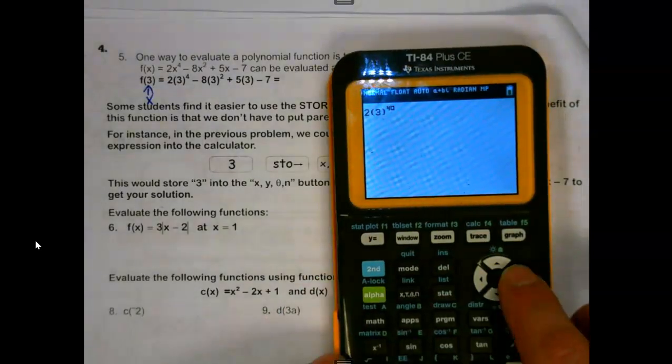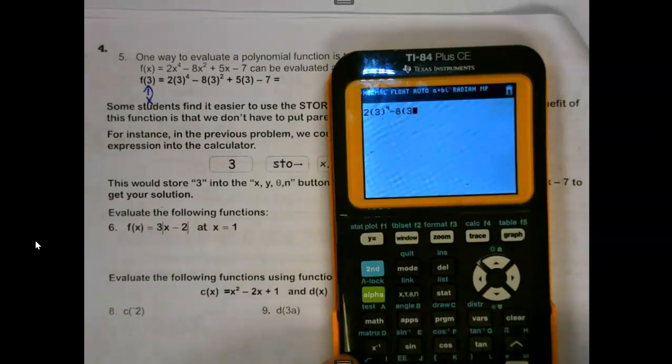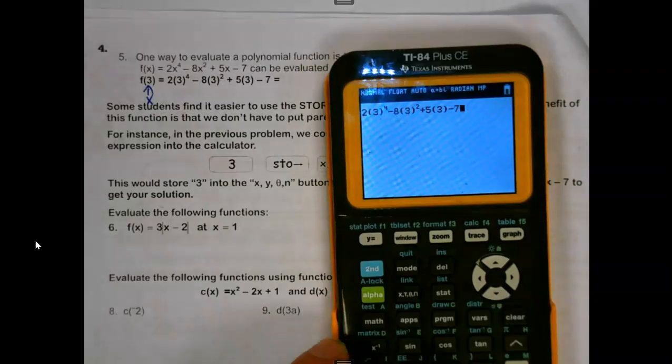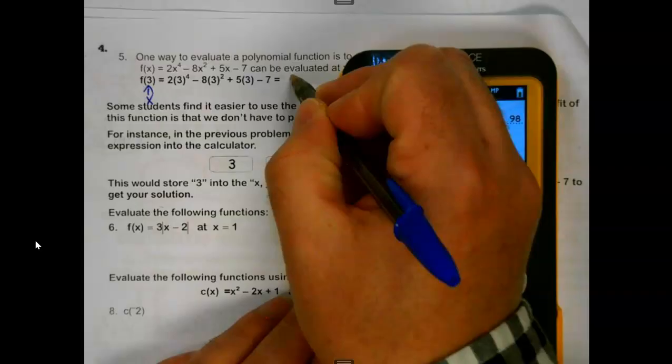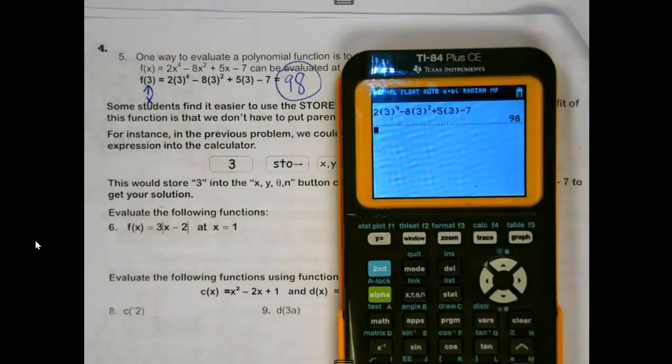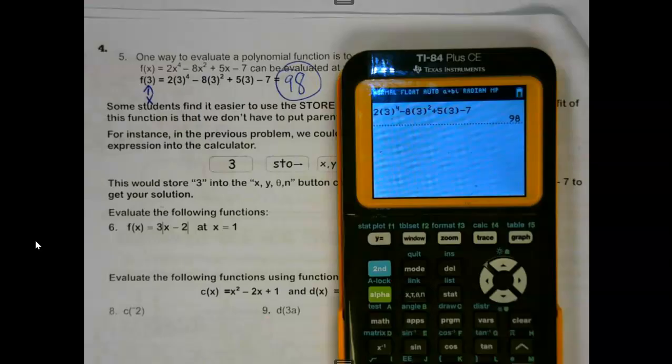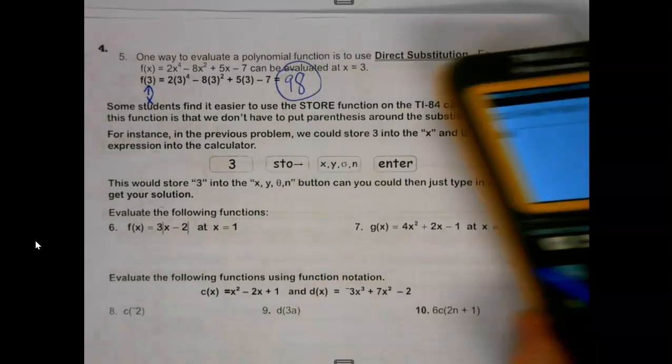So let's see here. As long as I type it in right. So it's just like Algebra 1 where it says, here's an equation, substitute in 3 for x. Oh, okay, I can do that. It's just in a different format. It's in function notation. So keep it simple.